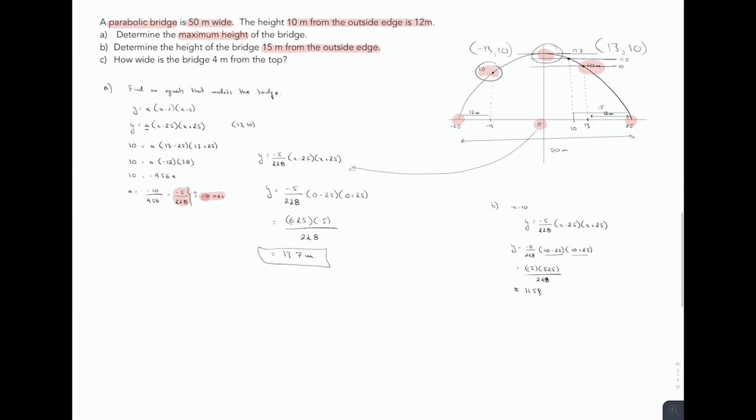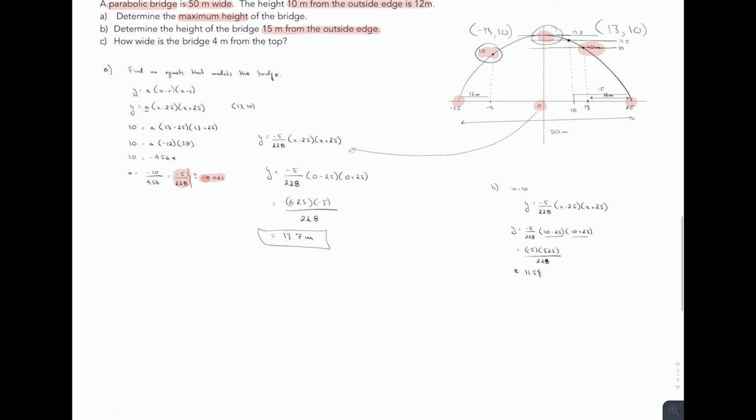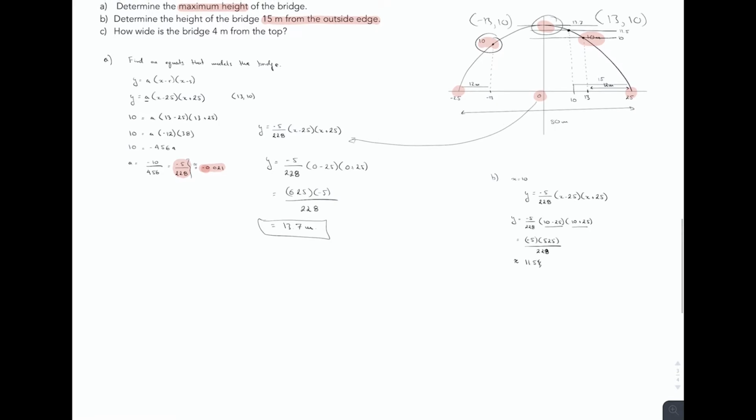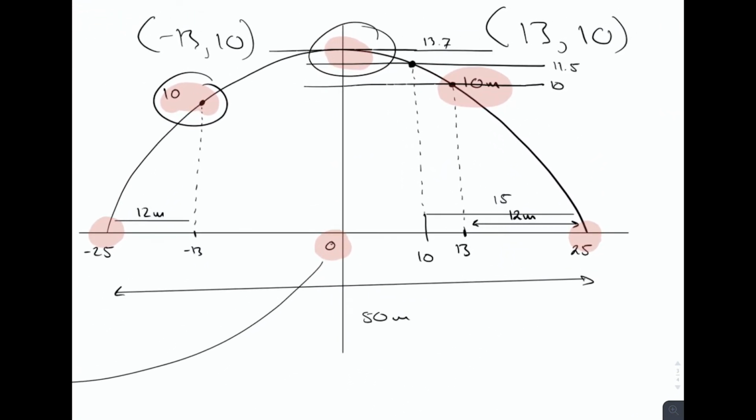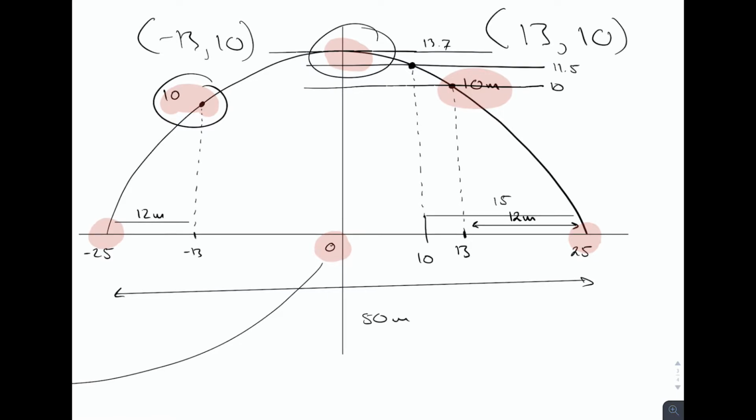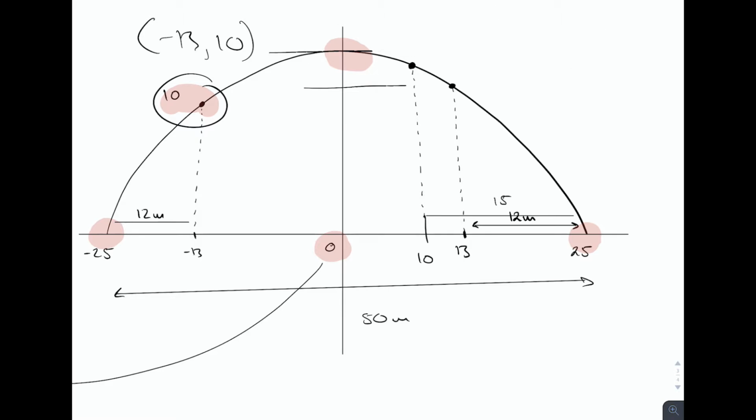Last part, how wide is the bridge 4 meters from the top? Okay, 4 meters from the top. Well, what does that mean? 4 meters from the top. Let's erase some stuff here, clean up our picture. Okay, I'm going to take this guy out, this guy, this here, take these lines out.